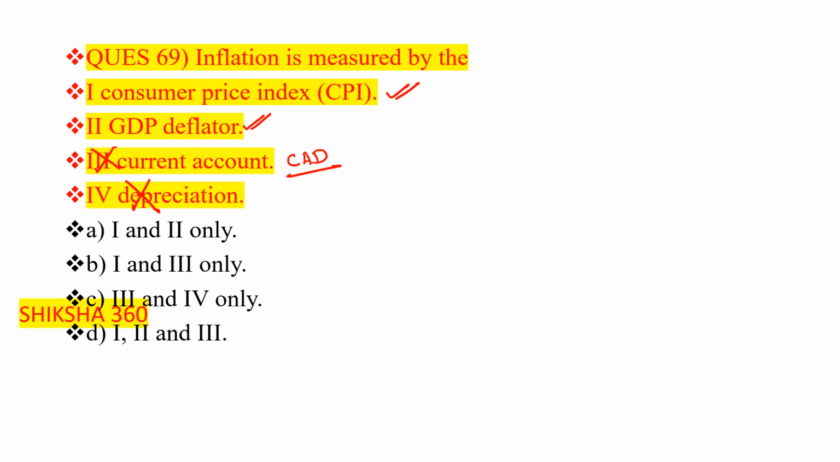So we get only options 1 and 2, that is the consumer price index and the GDP deflator. So option A is the answer, that is 1 and 2 only. Can anyone tell me the formula of the GDP deflator? GDP deflator is equal to nominal GDP upon real GDP.